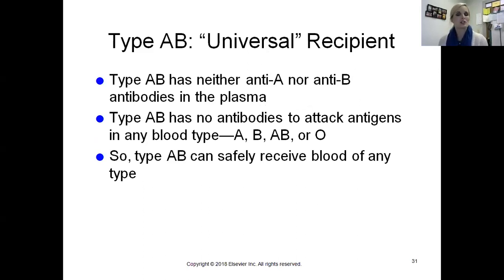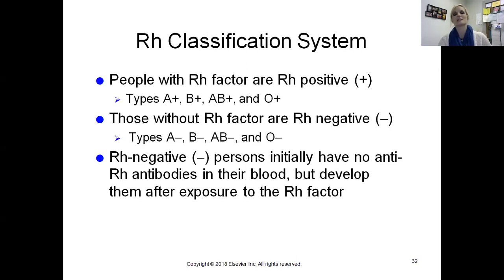Type AB, as I mentioned, is the universal recipient. Since type AB has neither anti-A nor anti-B antibodies in their plasma, they don't have anything to attack. They see both A and B antigens as something that's good, so they welcome that into the bloodstream. So any type, A, B, AB, or O, can be given to type AB. We'll get into the specifics of that, though, because it is going to depend on the second part of the naming of our blood types.